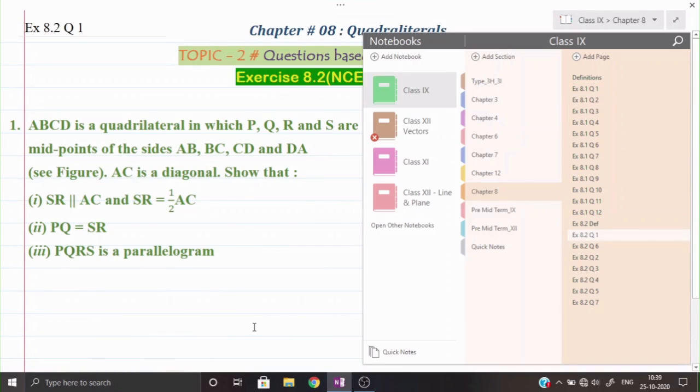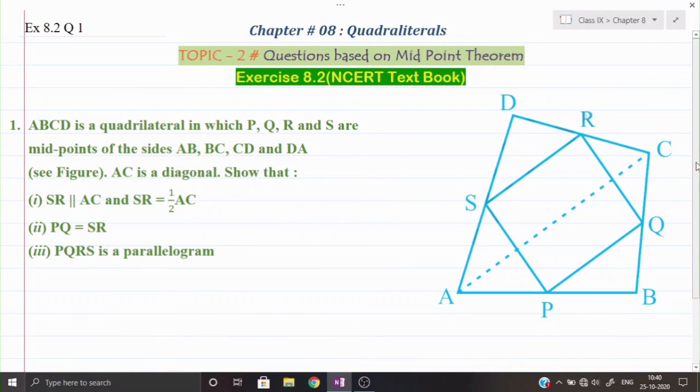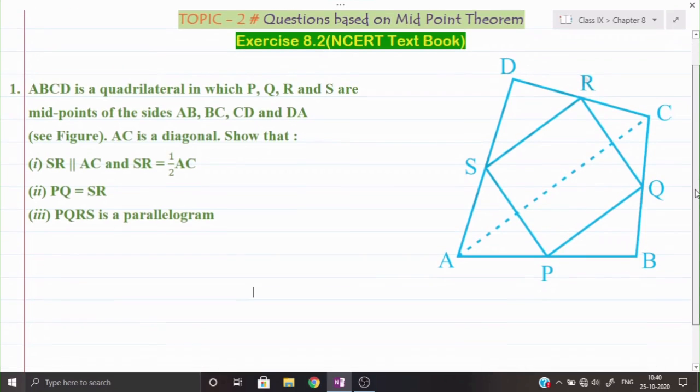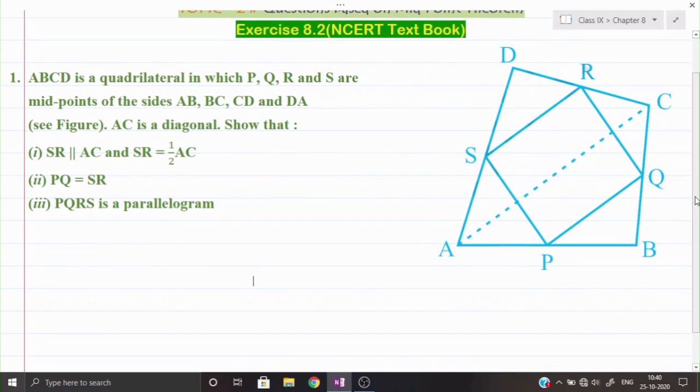See the first question, what they are saying to us. ABCD is a quadrilateral in which P, Q, R and S are midpoints of the sides AB, BC, CD and DA. See the figure. Look, one quadrilateral is given to us and P, Q, R and S are the midpoints of the respective sides. AC is one of the diagonals given. However, we can draw the other diagonal, but since it is not required for the question, we have not drawn it.